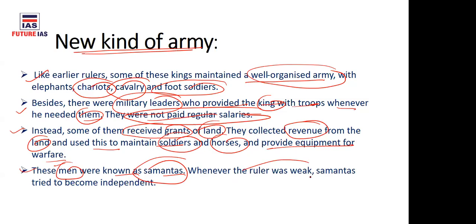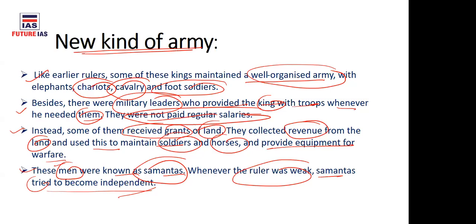Whenever the ruler was weak, the samantas tried to become independent. All right, so you got my point. Samantas are those people who receive land in the form of a grant from the kingdom or from the king. These samantas used to collect the revenue from the land, maintain the soldiers and the horses, and provide the equipment for the warfare.